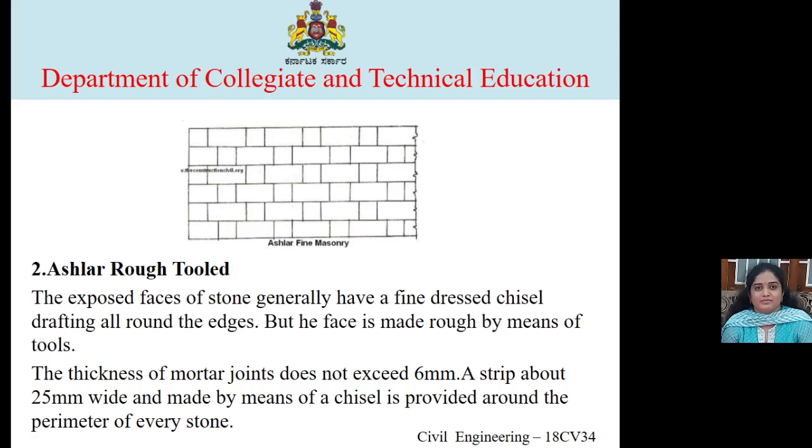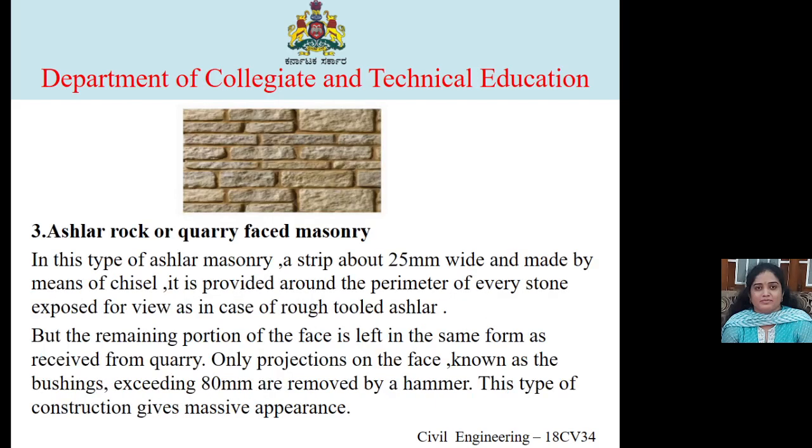So next is ashlar rough tooled. The exposed faces of the stone generally have a fine dressed chisel drafting all around the edges, but the face is made rough by means of tools. The thickness of the mortar joint should not exceed 6 mm. A strip about 25 mm wide and made by means of chisel is provided around the perimeter of every stone. Something like this.